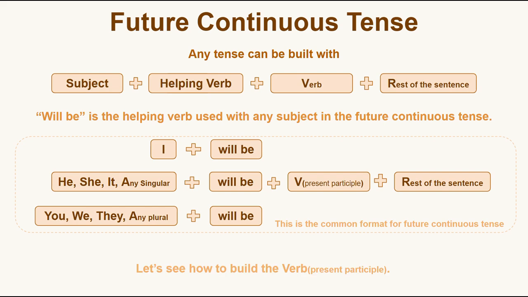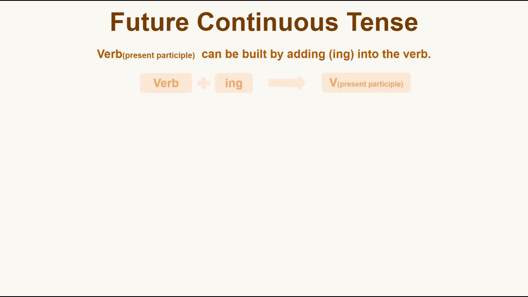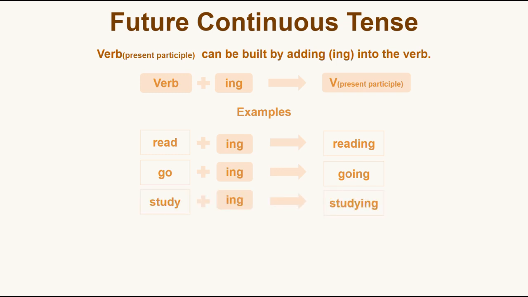Let's see how to build the verb present participle. Future continuous tense. Verb present participle can be built by adding ing into the verb. Examples: read, reading, go, going, study, studying, write, writing, cut, cutting.